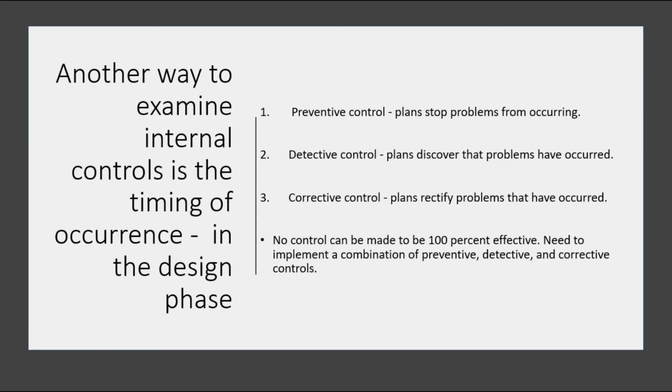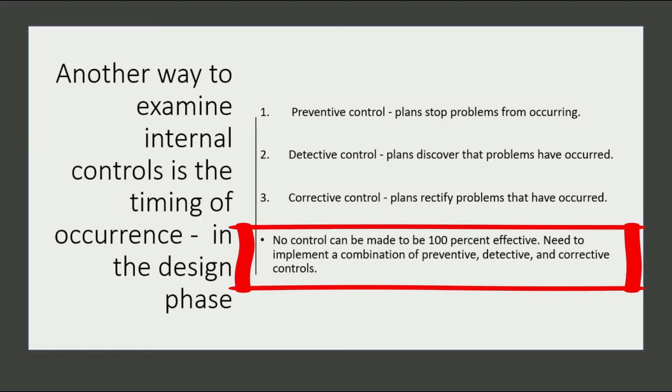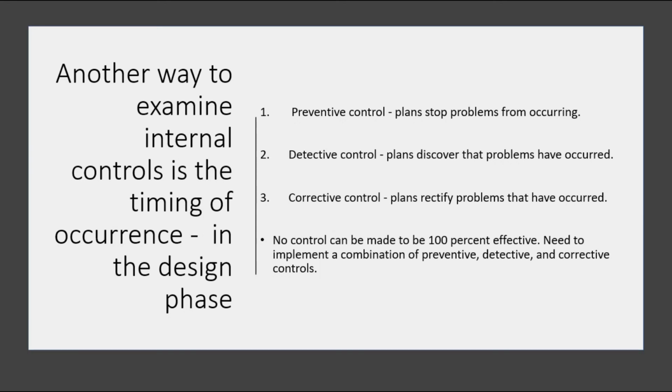No internal control framework can be made 100% effective. This needs to be implemented with a combination of preventive, detective, and corrective controls. They all should come together to make the internal control framework work at its best.